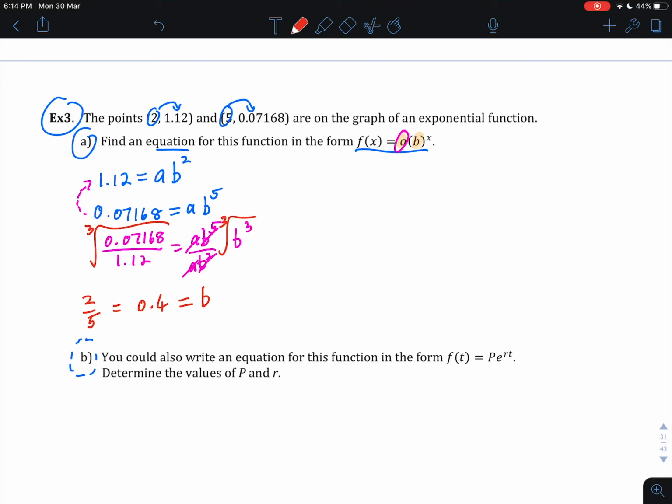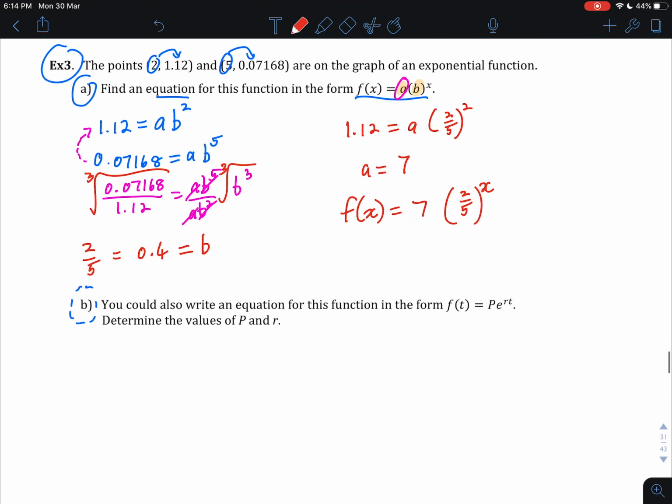What remains to be done now is of course for us to then solve for a, and to do so we'll just substitute back into our equation. So 1.12 is equal to a times 2/5 squared, and so once we do a little bit of rearranging, you will get your a value, which in this case works out as 7. Okay, and so to answer the final question, f of x is equal to 7 multiplied by 2/5 or 0.4 to the power of x.